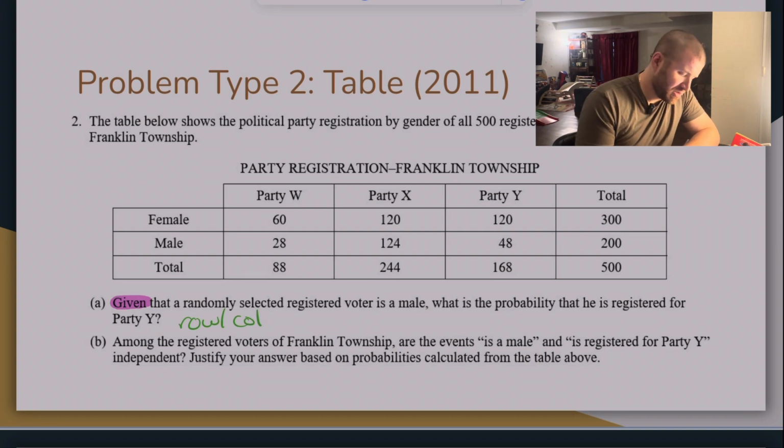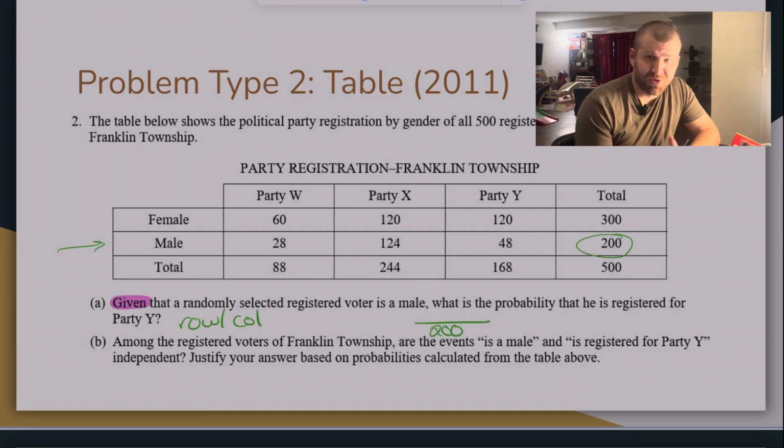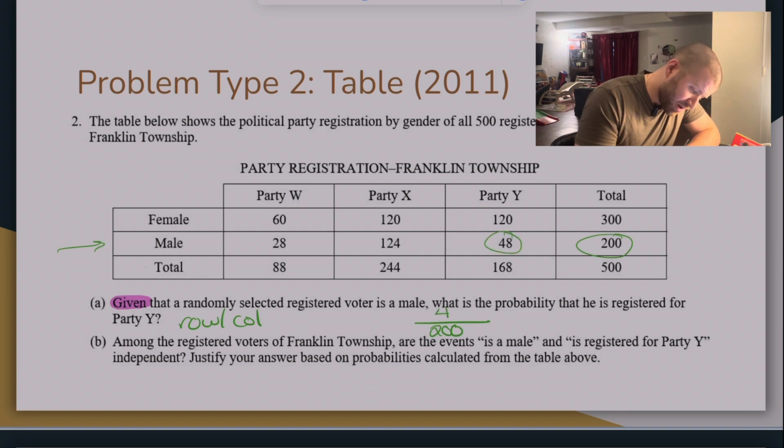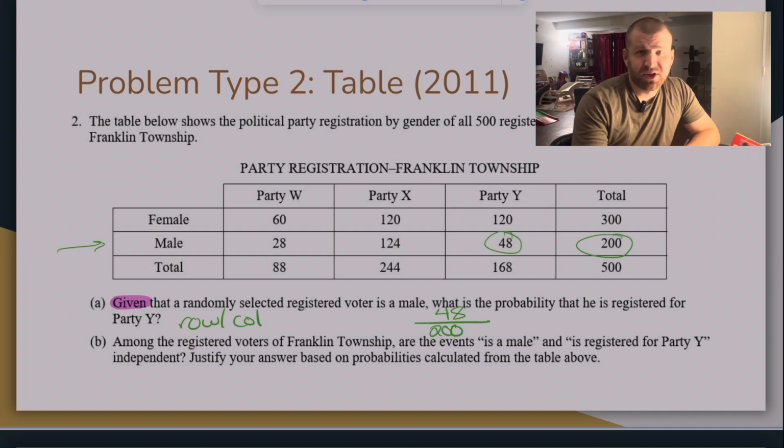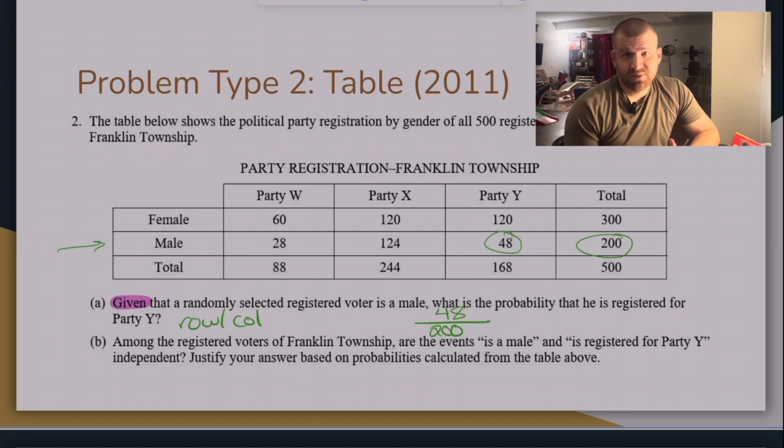So in this case, I was given that it was a male, so I know there were 200 guys in the study, so I know my denominator is 200. How many of those guys were registered for party Y? Well, that was 48. Now, the nice part about probability on the exam, you do not have to simplify that fraction to get 24% or 0.24. You can put it as a decimal, or you can leave it as an unsimplified fraction.